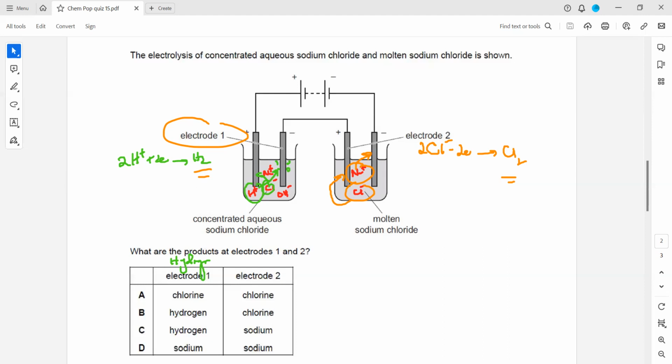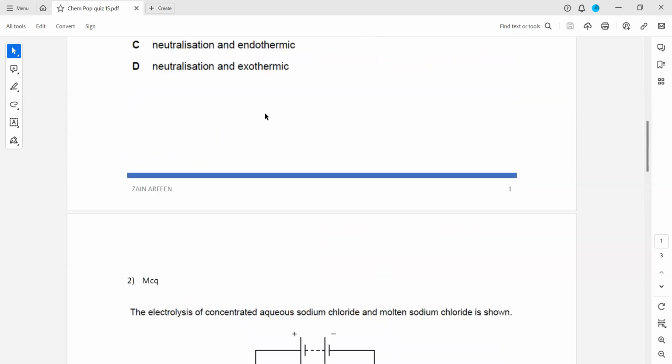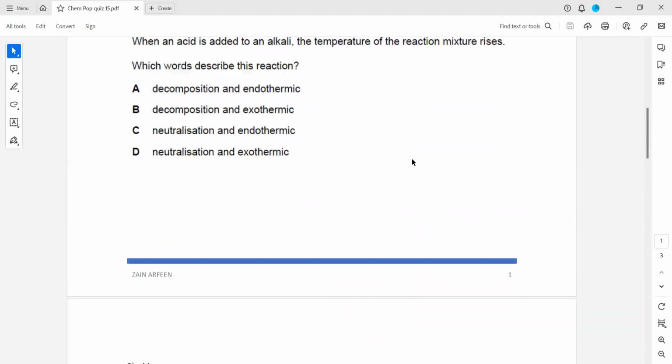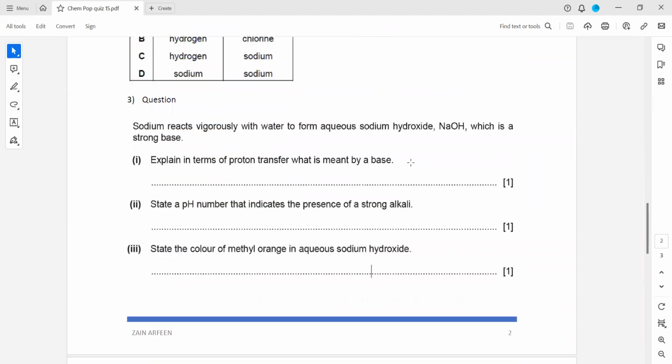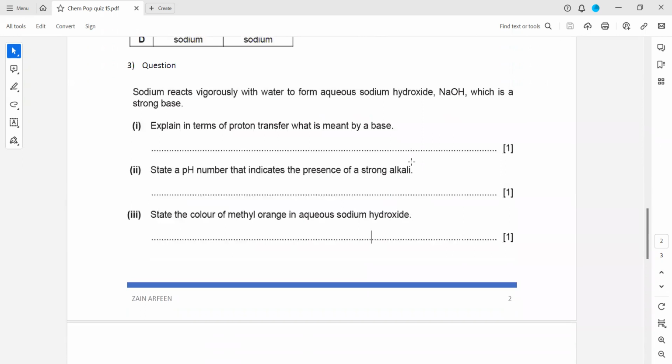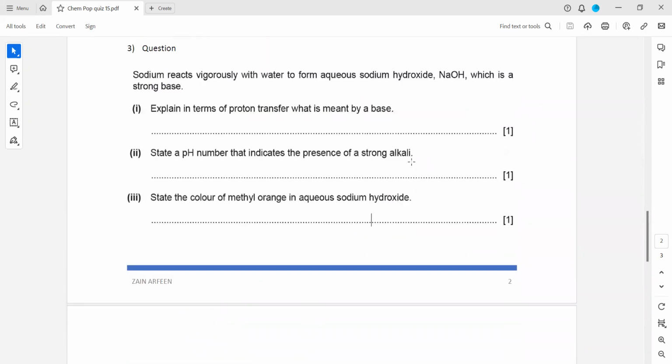So the first one, D was the right answer, and this one, B is the right answer. Because the first one was an acid and alkali reaction. Acid reacts with an alkali, it's a neutralization and it's exothermic. And in this one, when we separate the ions, they distribute according to the electrodes. The negative ions are attracted towards positive and positive are attracted towards negative.